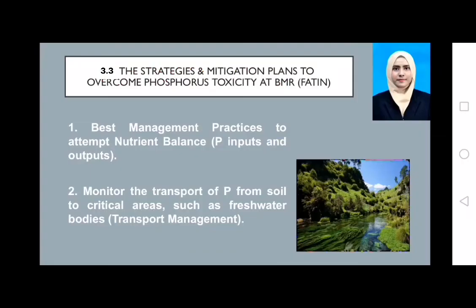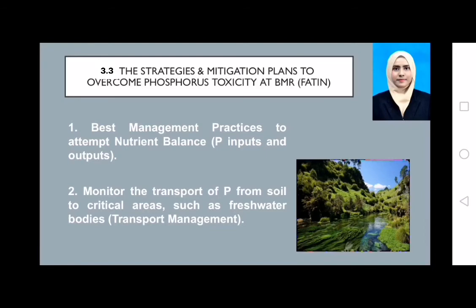So now, let's have a look at the strategies and mitigation plans to overcome phosphorus toxicity at Bukit Merah Reservoir. The first one is the best management practices to attempt nutrient balance. In principle, the concept of nutrient balance is simple. Nutrient inputs to an area should be balanced as closely as possible by the nutrient outputs from that particular area.